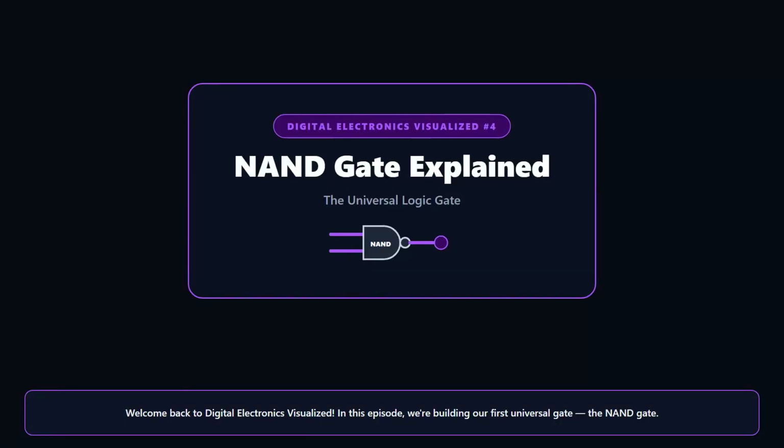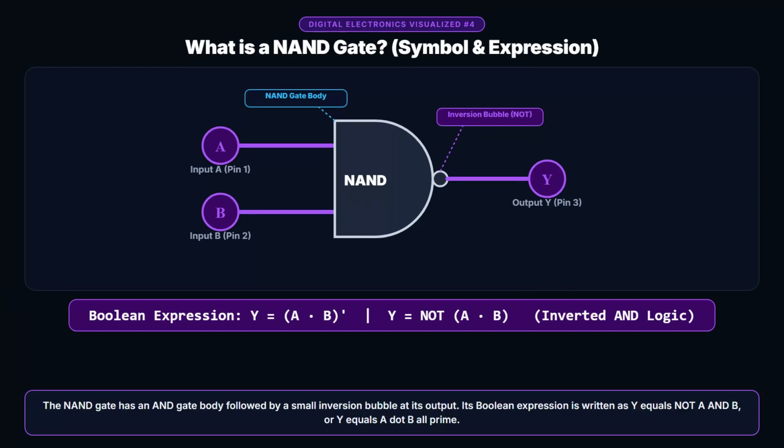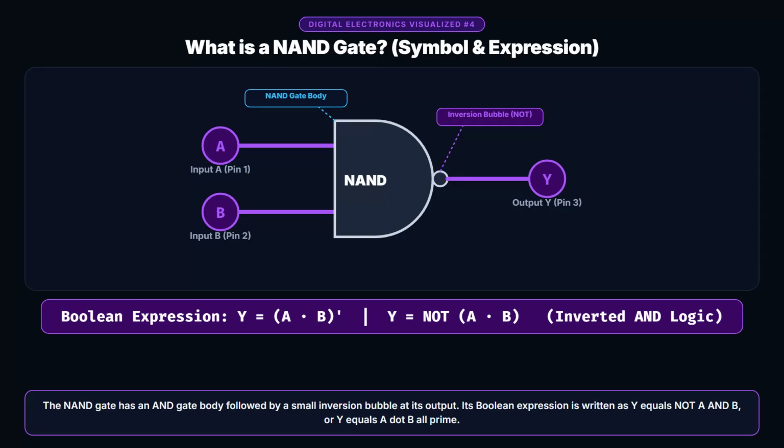In this episode, we're building our first universal gate, the NAND gate. The NAND gate has an AND gate body followed by a small inversion bubble at its output. Its Boolean expression is written as y equals not A and B, or y equals (A dot B) prime.